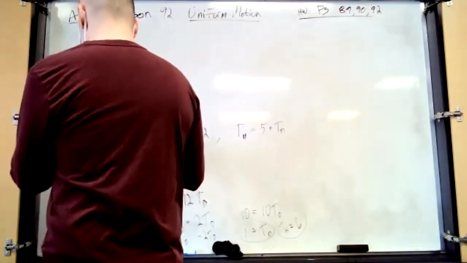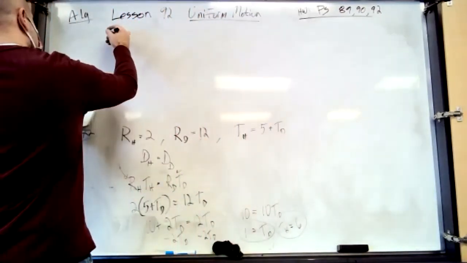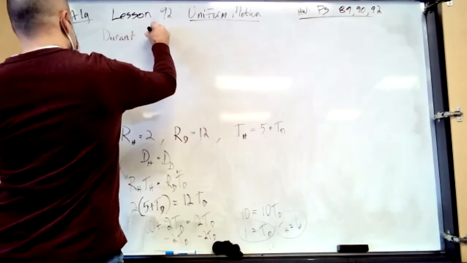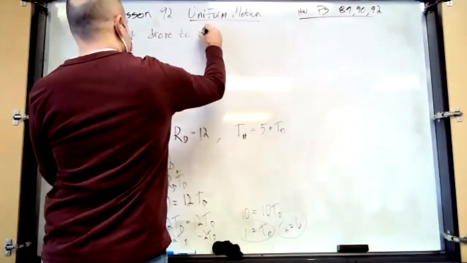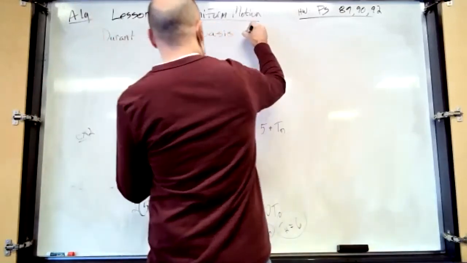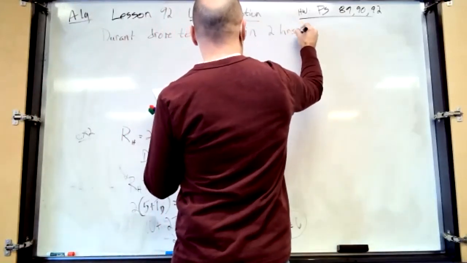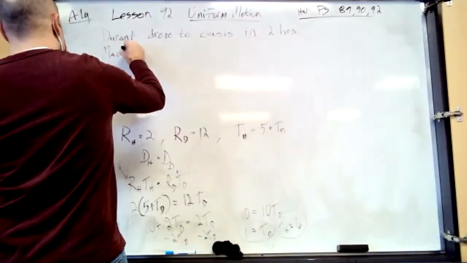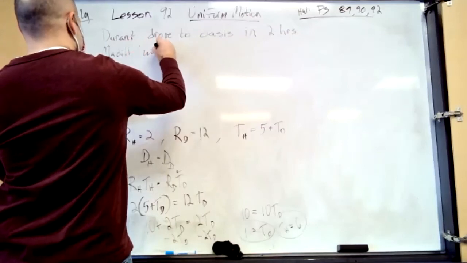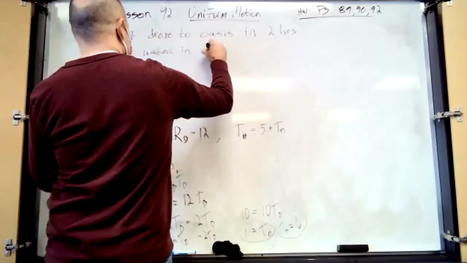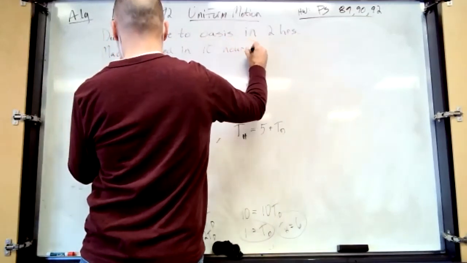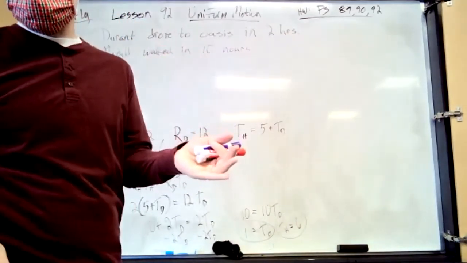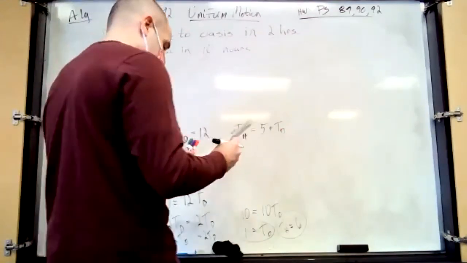Okay, so here it is. Durant drove to Oasis in 2 hours. Medill walked in 10 hours. Okay? So basically they left from the same place. It's the same distances, right? It's that kind of problem.